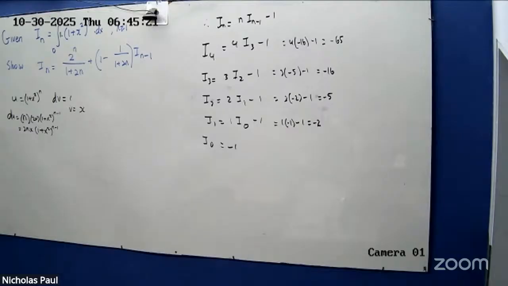Maybe try substitution and see what happens. You end up with 2nx squared, and up with 2x squared by 1 plus x squared, take off and minus 1. We bring down only n.